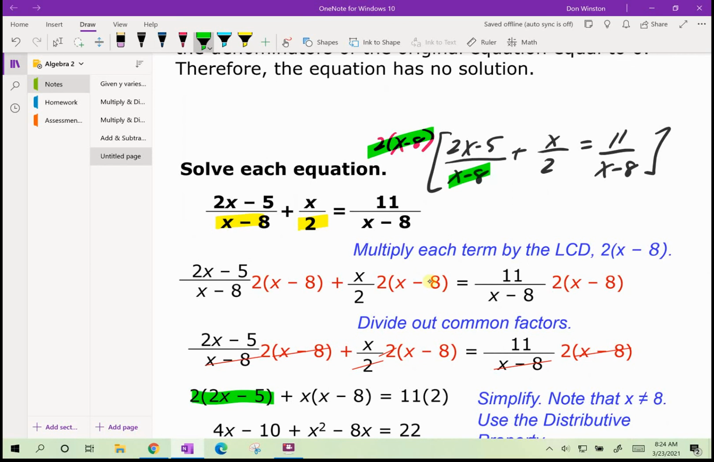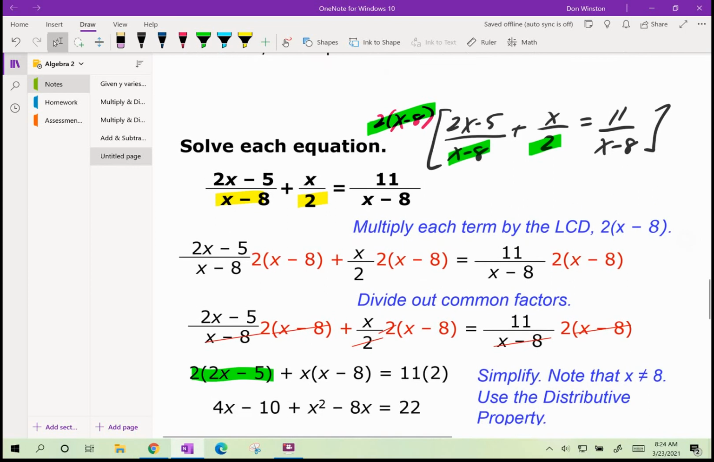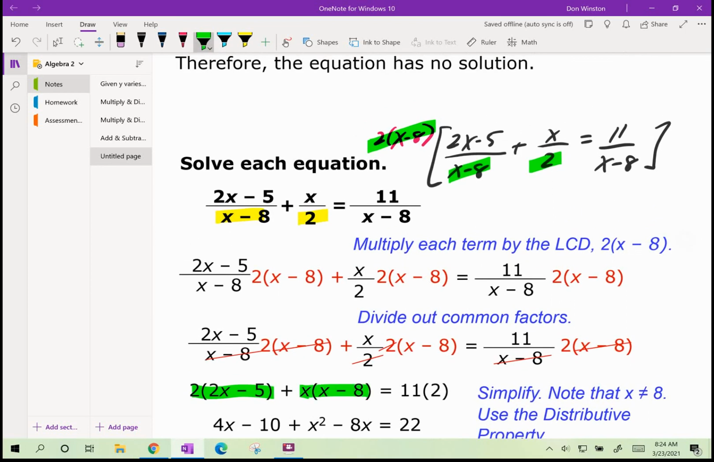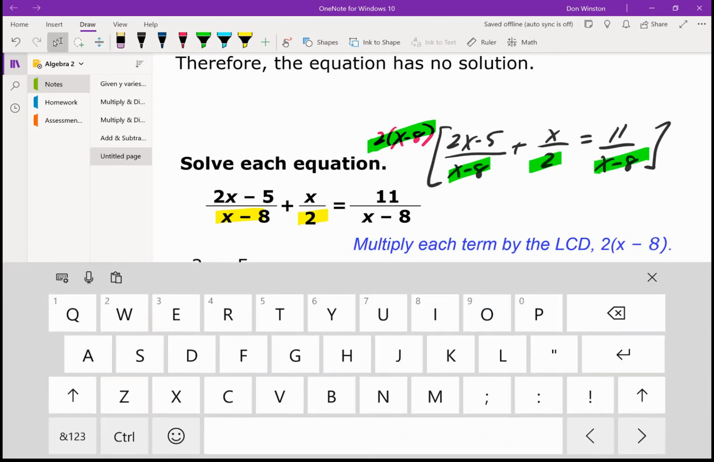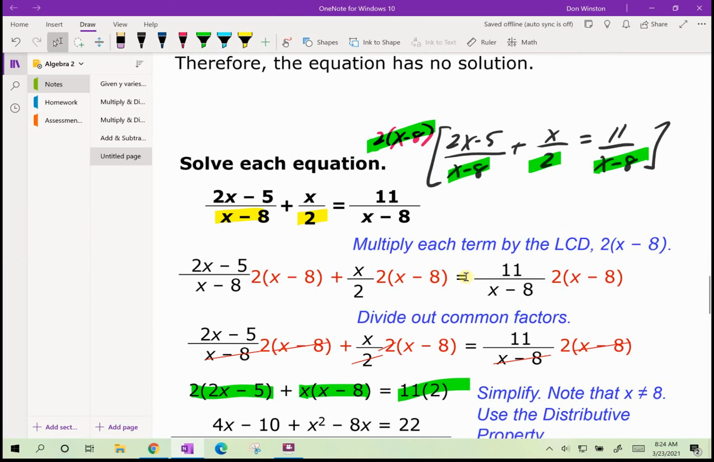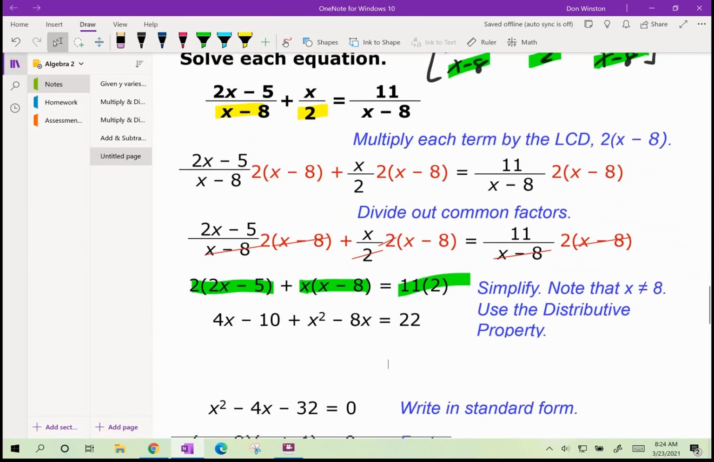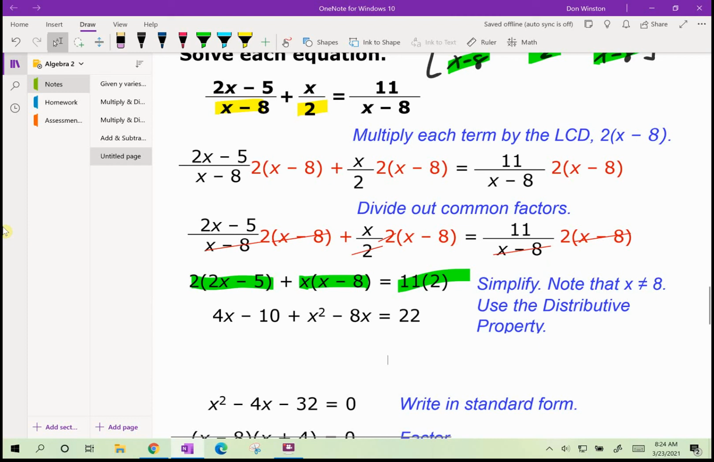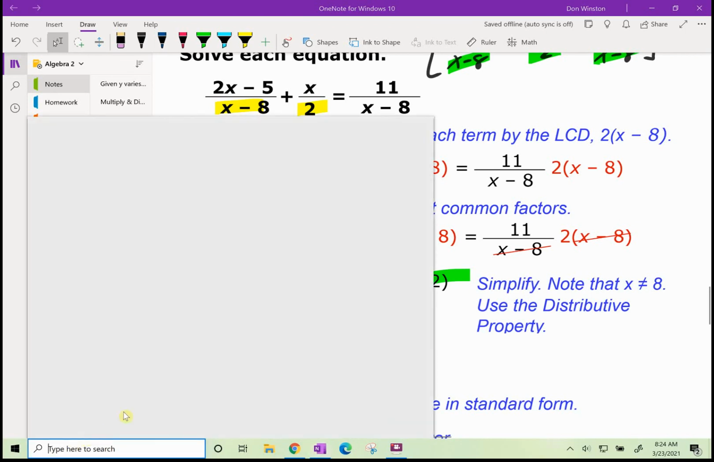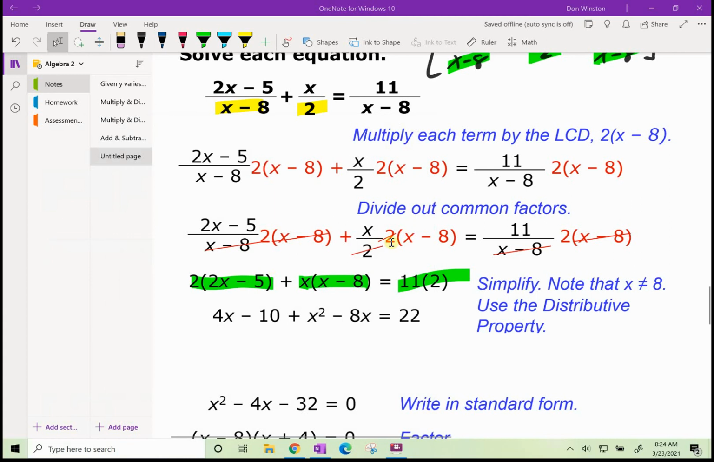When I take 2 times x minus 8 and divide that by 2, that will leave me with x minus 8, so I'll have x times x minus 8. And then when I take 2 times x minus 8 and divide that by x minus 8, that will leave me with 2, so I'll have 11 times 2. Okay. And then we distribute the 2. So 2 times 2x minus 5 gives me 4x minus 10, plus x squared minus 8x equals 22.